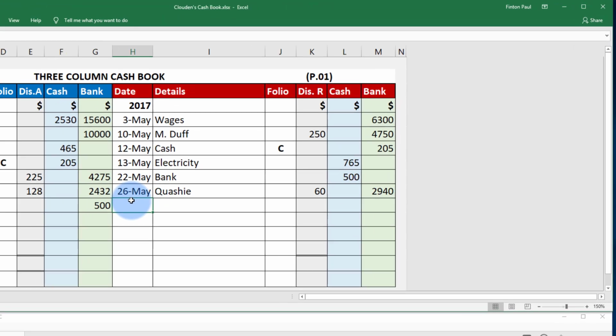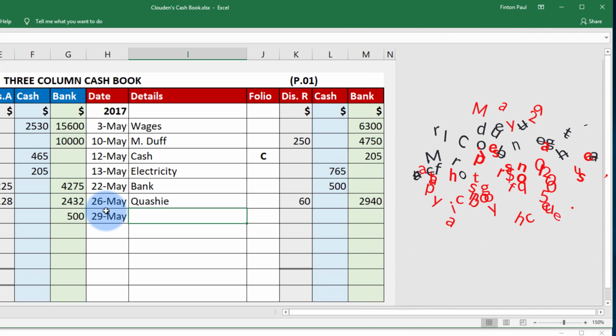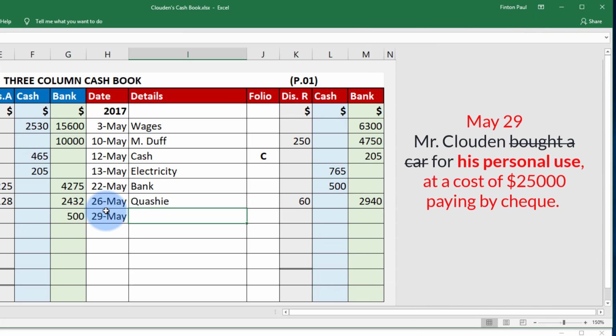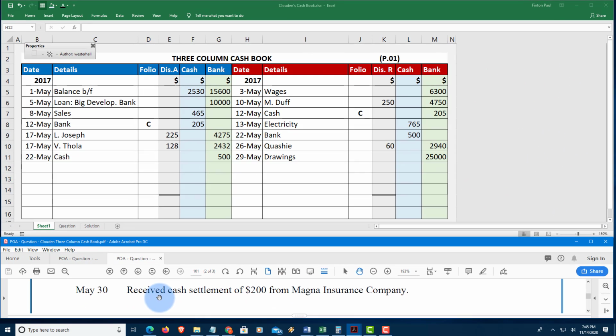What details are we going to record? May 29th, we're told M. Clouden. But because we're dealing with a car, you might be tempted to record motor vehicle or motor car. But it says personal use. Personal use, drawings. Drawings has the effect of reducing the capital of the business and reducing our cash or bank balance.